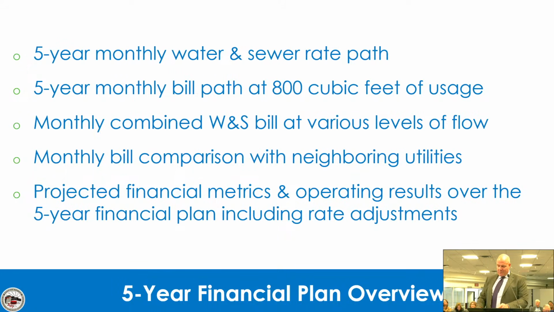So with that in mind, let's take a look at what the 5-year plan of water and sewer rates looks like. We'll look at what we call a typical bill, because it's based on your actual statistics of a customer using 800 cubic feet of water per month. We'll look at what the combined water and sewer bill looks like at different levels of flow, so you can get an idea of that. Compare those rates with some of your neighbors, and then finally revisit those financial metrics that we just looked at with the recommended changes incorporated.